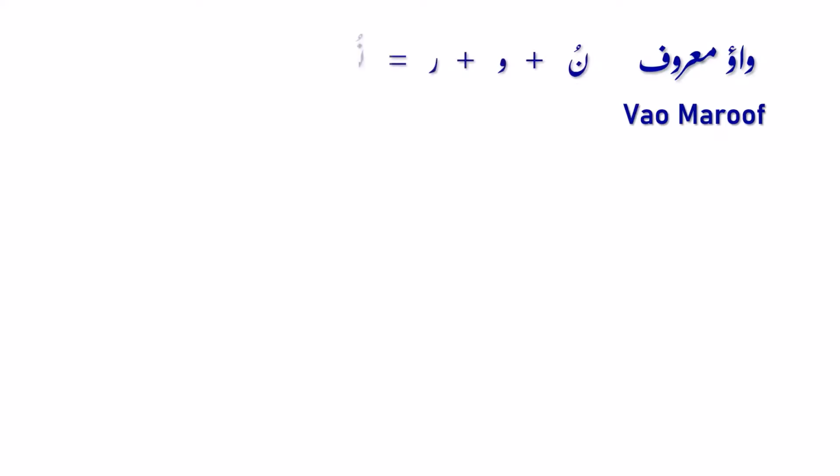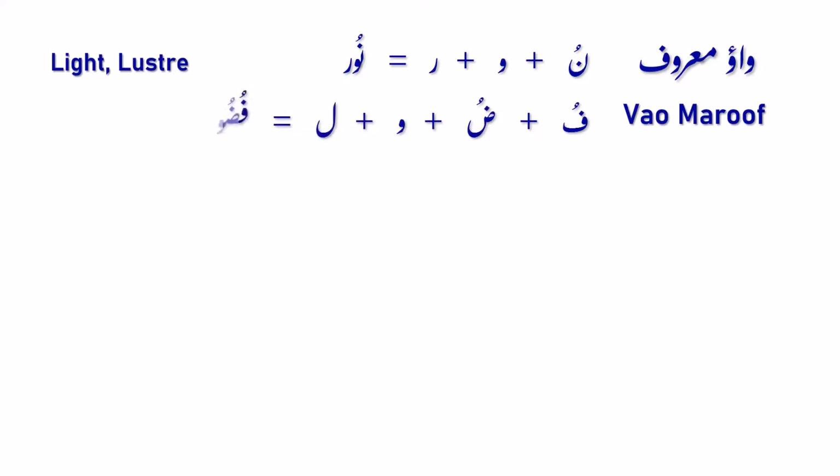The first type is Vav Maroof. In this case, the sound of Vav gets stretched and it has an Oo sound. For example, Noon Pesh, Vav, Re, Noor, light or lustre. Fe Pesh, Zwad Pesh, Vav, Laam, Fuzul, useless.